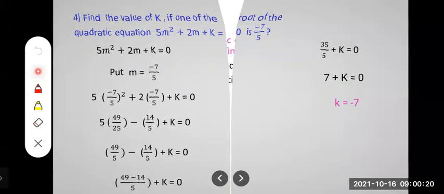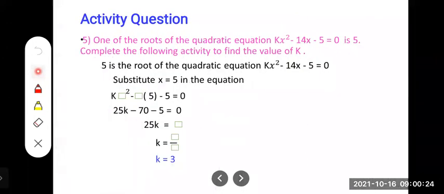Now you see here one question is given. This is also a textbook question, but a repeated question. 2-3 times they have asked it in the board exam. Okay, students. One of the roots of the quadratic equation kx square minus 14x minus 5 equal to 0 is 5. Complete the following activity to find the value of k. So like this, they will be giving all these steps. Only we have to fill these boxes.